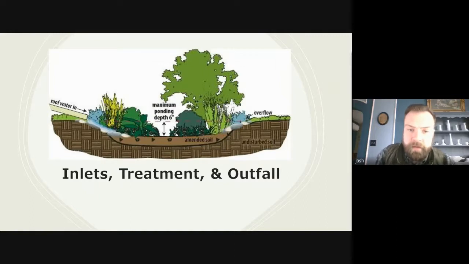With rainscaping practices, it is best to think about how water enters the practice, what happens when it is there, and how it gets out.